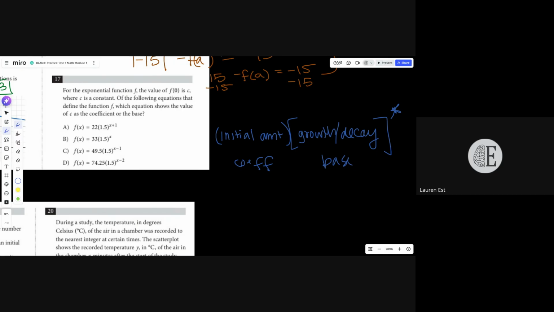But I have my students memorize it this way because I don't want them to get it in their head that if I change the way that I'm measuring something, whether it be in years, months, days, etc., the initial amount and the growth or decay never change.